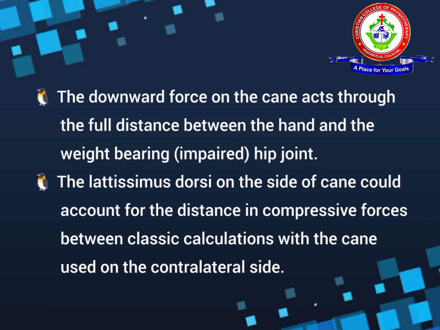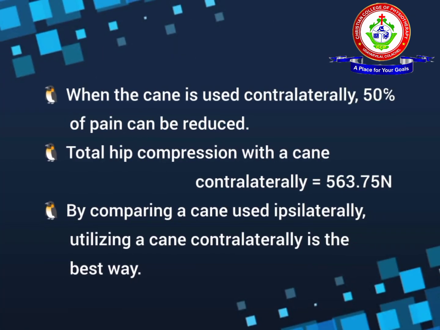The latissimus dorsi on the side of cane could account for the difference in compressive forces between classic calculations with the cane used on the contralateral side. When the cane is used ipsilaterally, there is some relief in pain, but when the cane is used contralaterally, 50% of pain can be reduced. When calculating, the total hip compression with the cane used contralaterally is just 563.75 Newton.